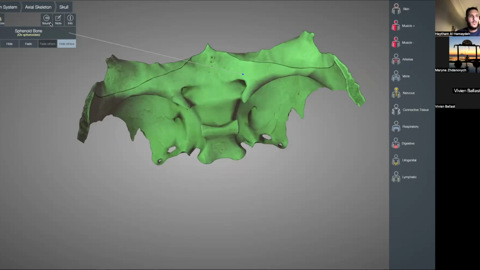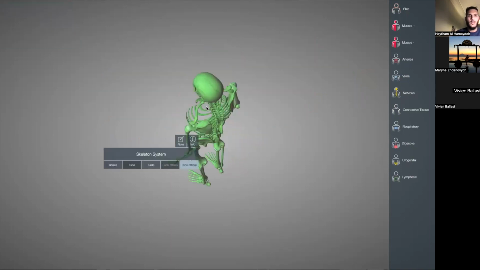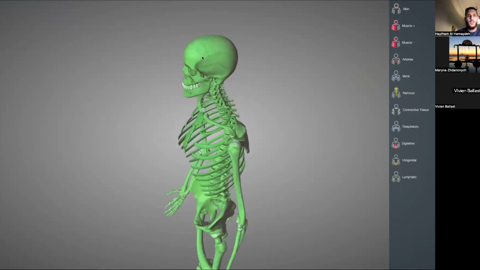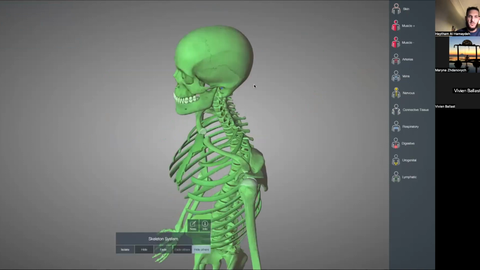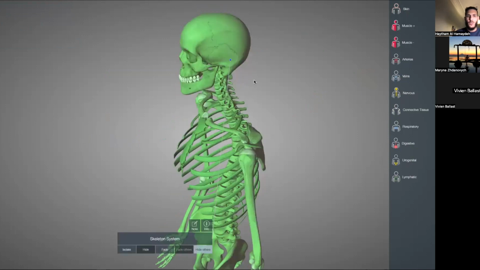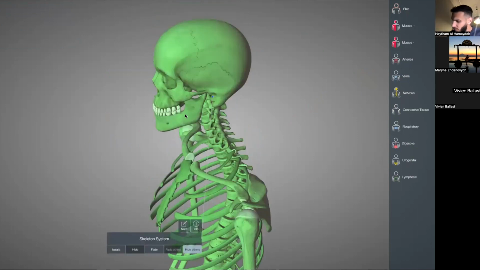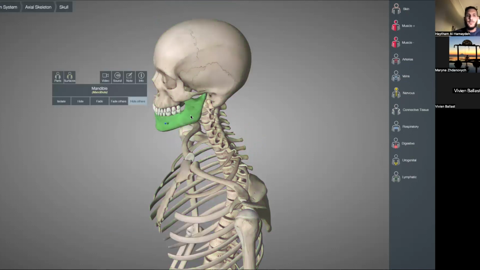Then we go back to the mandible. Let me know if I miss any of the points. Maybe we followed the wrong order or something at some point, but let's see. Oh, we're all right. Okay.